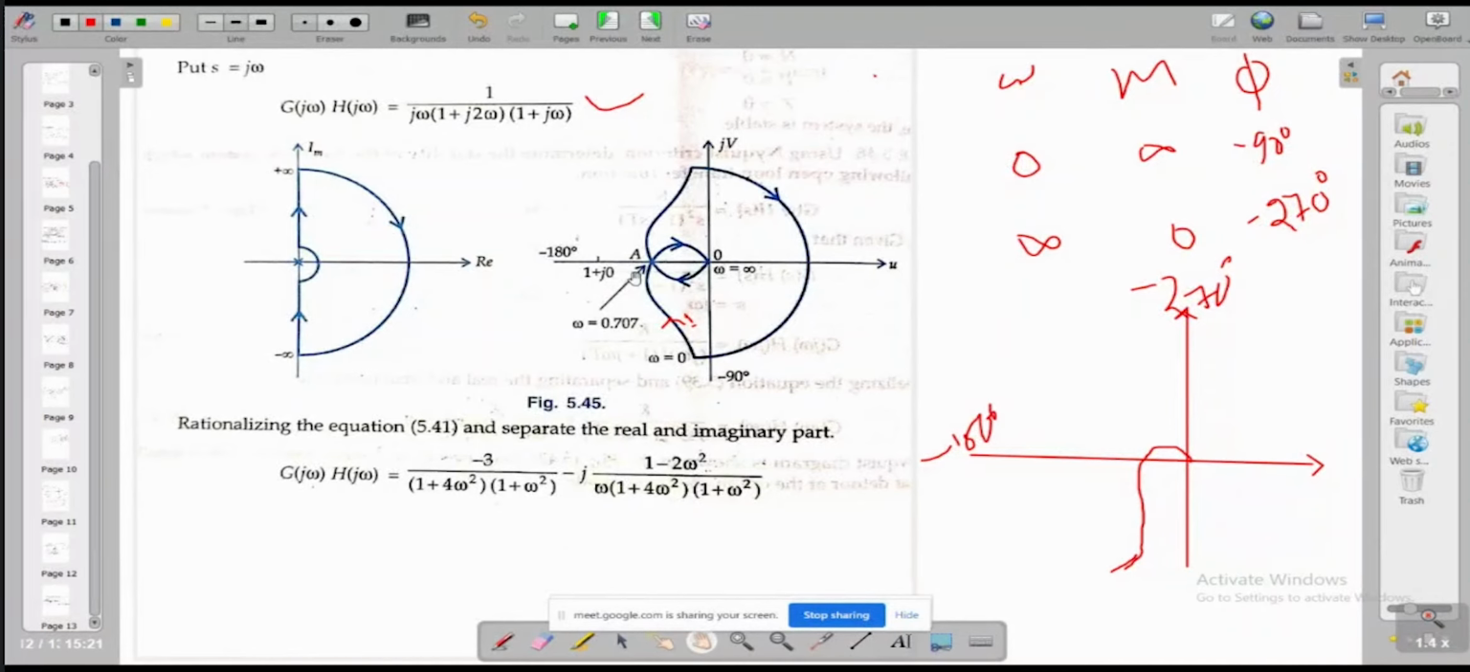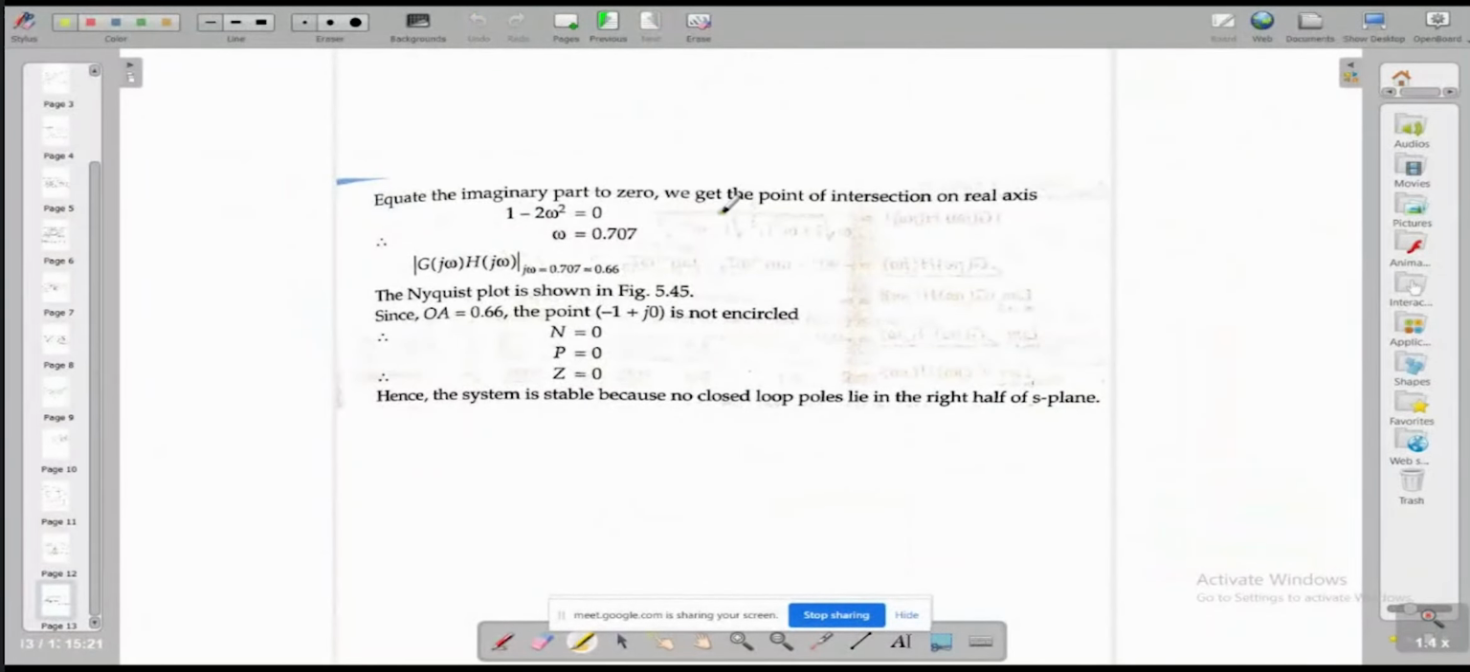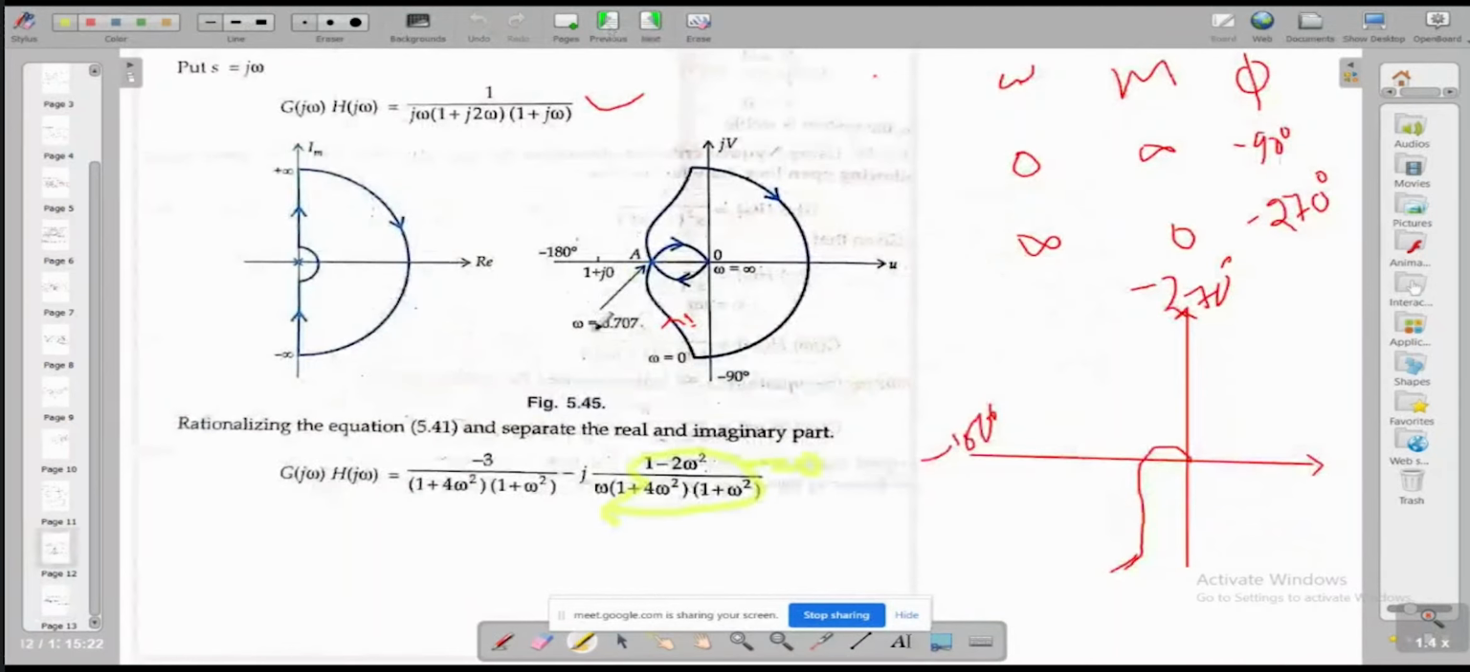Now for this intersection point, you have to equate the imaginary part with 0. Then you will get the point of intersection on the real axis, that is omega equals 0.707. Now put omega equals 0.707 in the magnitude. The value we are getting is 0.66.